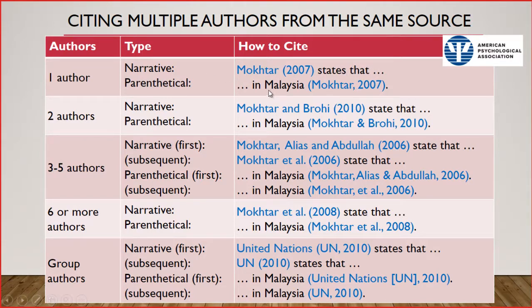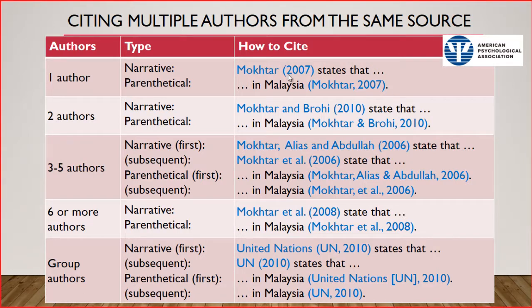Or parenthetical. In Malaysia, okay, this is the end of the sentence. Have Mohta, comma, 2007, bracket. You see this full stop. So this is one author. So these are the examples that you have before.